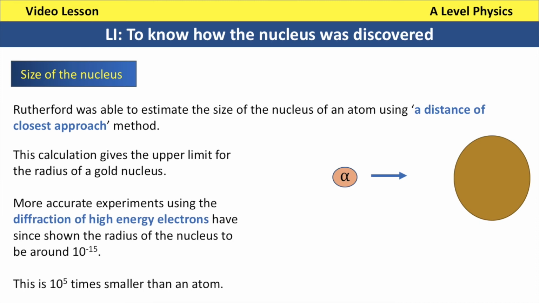Okay, so that calculation gives us the upper limit for the radius of a gold nucleus, but more accurate experiments using the diffraction of high energy electrons have since shown the radius of the nucleus to be around 10 to the minus 15 metres. That is 10 to the 5 times smaller than that of an atom, which is obviously minute by comparison. We're going to do more about the diffraction of high energy electrons in our next lesson.